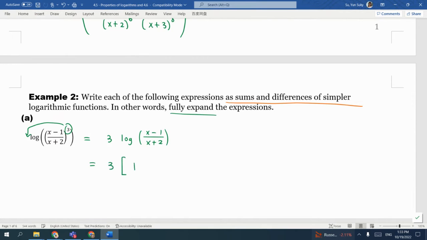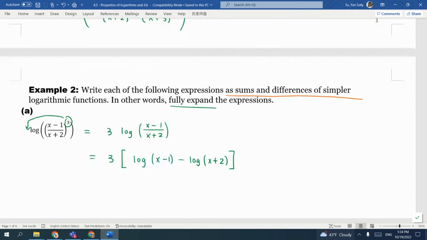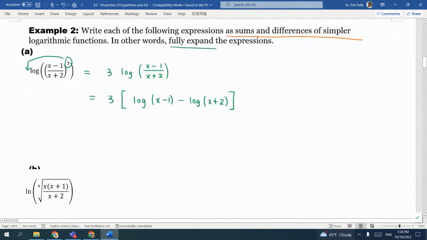Okay. What do we do to it? Log breaks the quotient into subtraction. So log of (x minus 1) subtract log of (x plus 2). So far, so good, everybody? Yes? Okay, good. Keep going. How about part B? Okay, so you do part B.